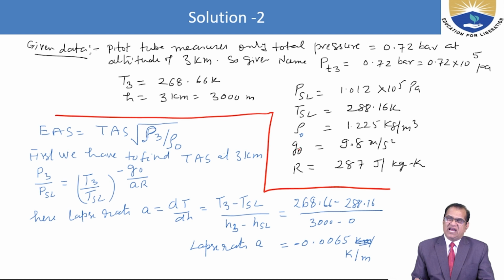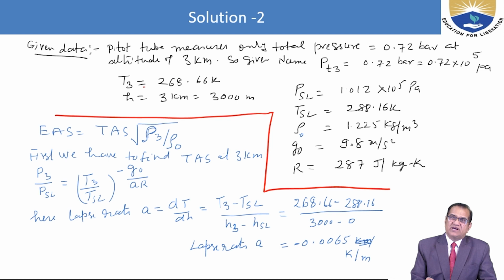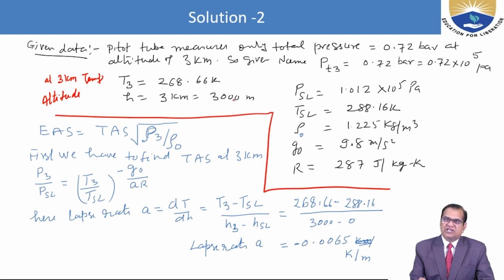Acceleration due to gravity at sea level, G naught, is 9.8 meter per second square. The gas constant R is given as 287 joule per kg Kelvin. These are the parameters which are given. The temperature at 3 kilometers is T3 equal to 268.66 Kelvin, and the altitude H is equal to 3 kilometers, 3000 meters.